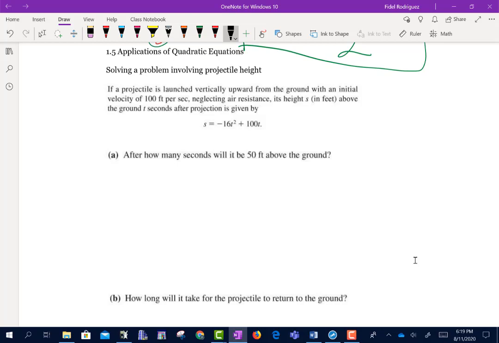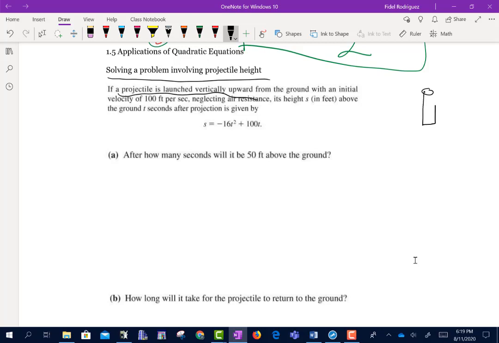So the first problem here says solving a problem involving projectile height. It says if a projectile is launched vertically upward from the ground with an initial velocity of 100 feet per second, neglecting air resistance, its height s in feet above the ground t seconds is given by, and it gives us an equation there. Okay, so I want you to think about what we're doing here. It says a projectile is launched vertically upward.